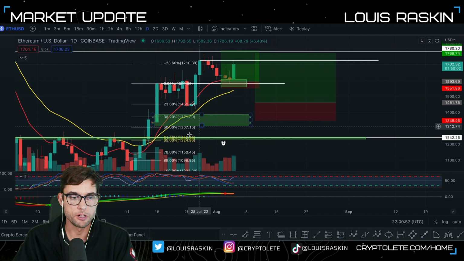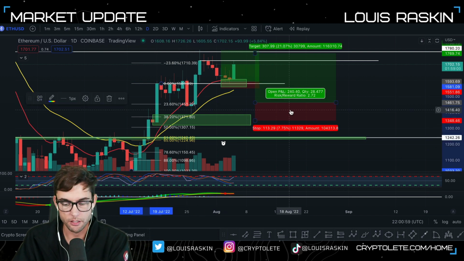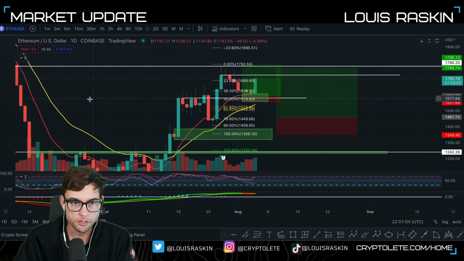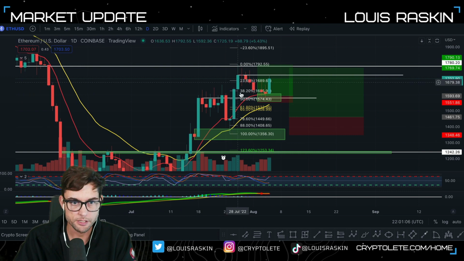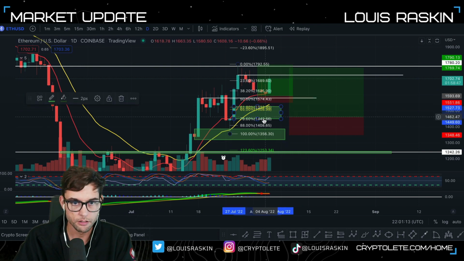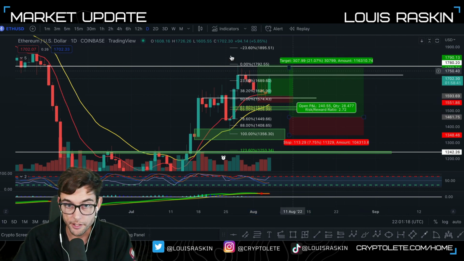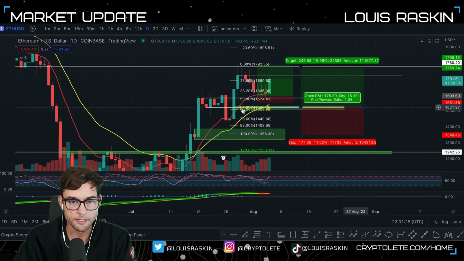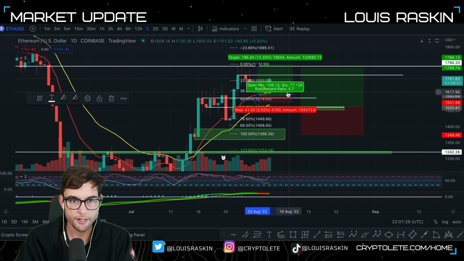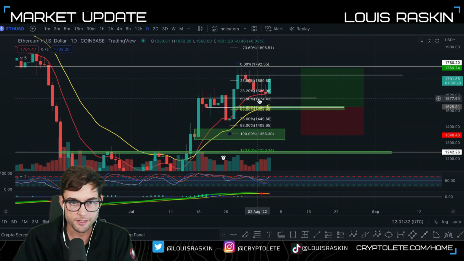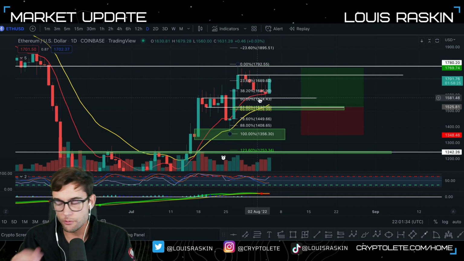So fingers crossed that we get the pullback into here, because you could also take it from this bottom to this top, 61.8. There you go. And say I'm going to try to long in this area. I like that too, because this lines up with this. So this one right here is the 50%, right?